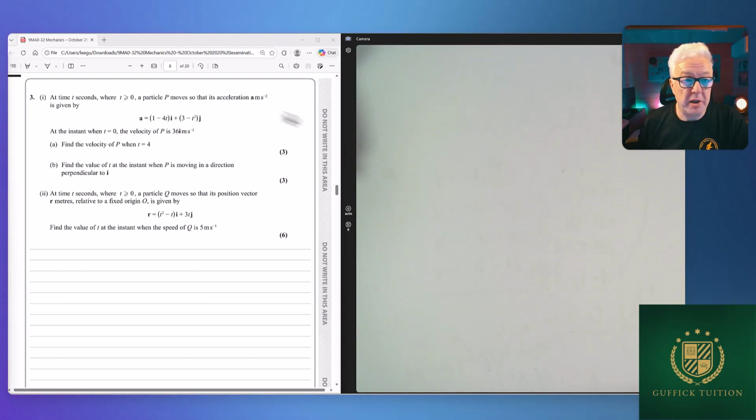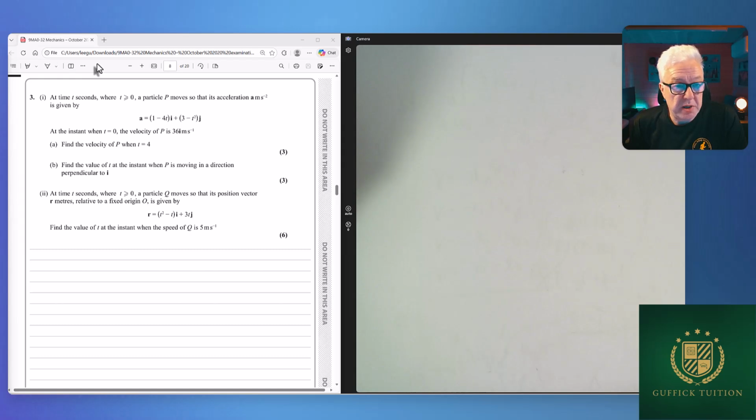Hello everyone, we've got a variable acceleration question here with vectors. At time t seconds, where t is greater than or equal to 0, a particle P moves so that its acceleration a meters per second squared is given by a = (1 - 4t)i + (3 - t²)j. At the instant when t = 0, the velocity of the particle P is 36i. Find the velocity of P when t = 4.